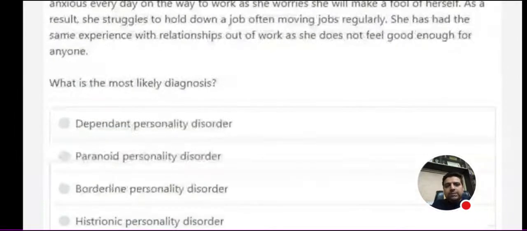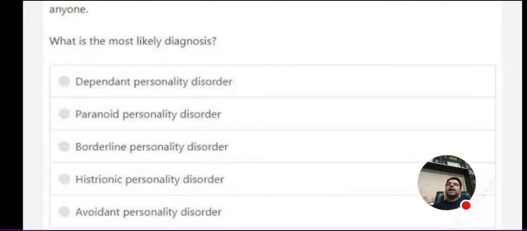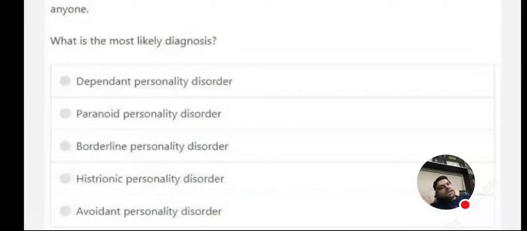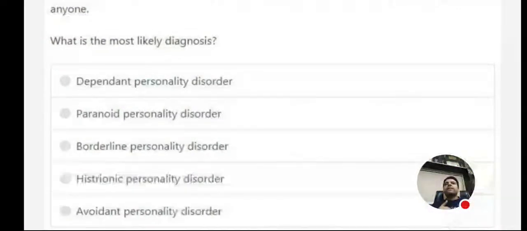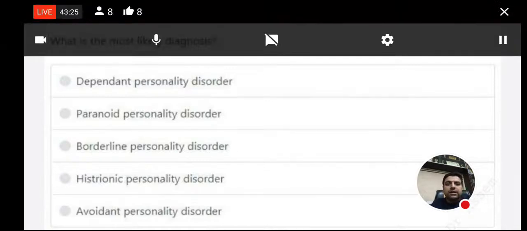So those who are writing paranoid, I'm going to explain. In paranoid personality, they don't like it if somebody criticizes them. They always remember in their brain somebody criticized them. But in avoidant personality, they are afraid to take criticism, they are afraid to take rejection. In paranoid personality, they are really not afraid, they are suspicious, jealous. Hope it's clear.